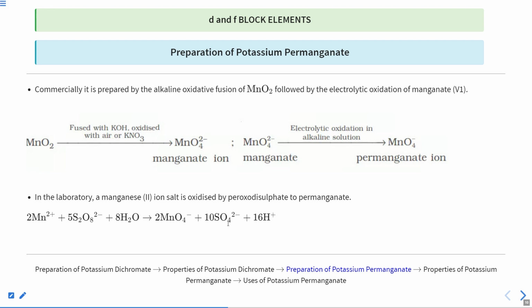If you talk about the laboratory method, then it is done with the help of peroxodisulfate, in which the peroxodisulfate converts Mn2 plus in the presence of H2O to MnO4 minus, that is permanganate. So we are taking a salt of manganese 2 plus, and on reacting it with peroxodisulfate, it gives permanganate. Clear?